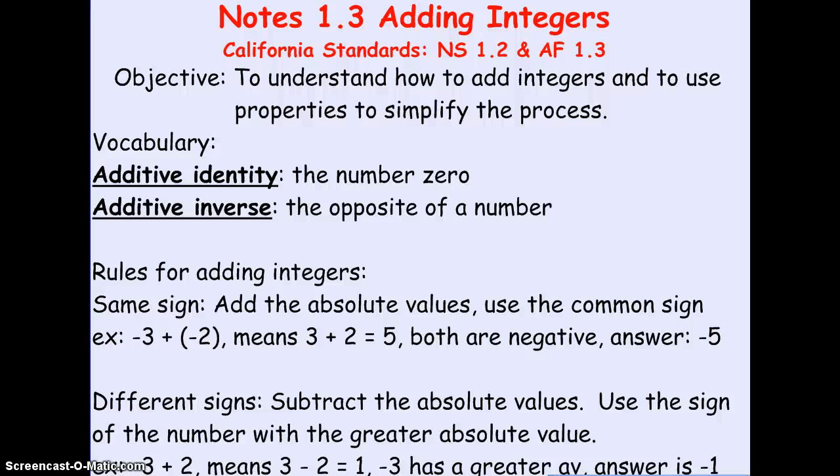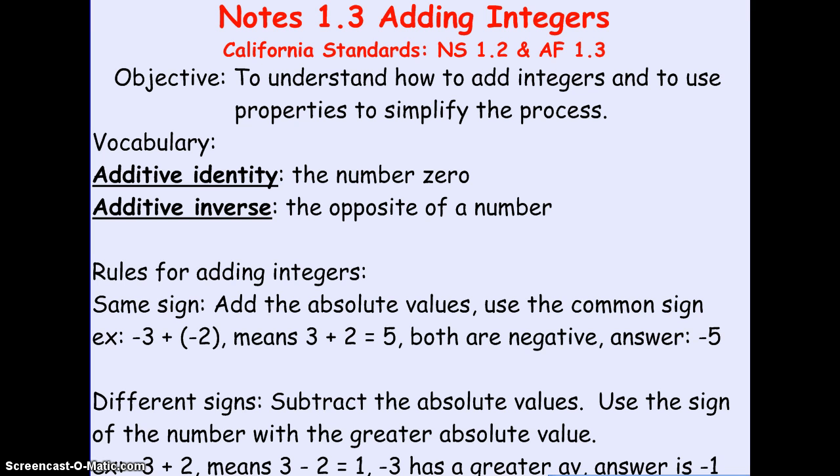Hello class, we are now in lesson 1.3, Adding Integers, California Standards NS 1.2 and AF 1.3. Remember, everything in red is your title. You need to write that on the top line of your paper. So our objective today is to understand how to add integers and to use properties to simplify the process. You learned this all in 6th grade, so this should just be a review for you.